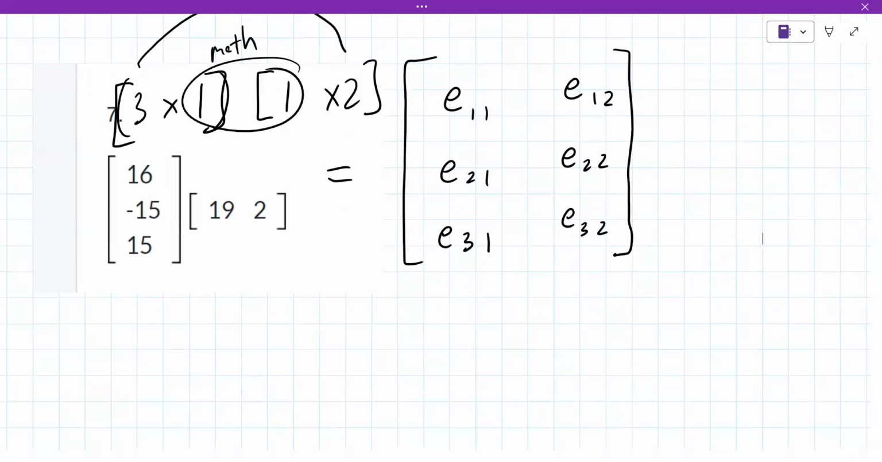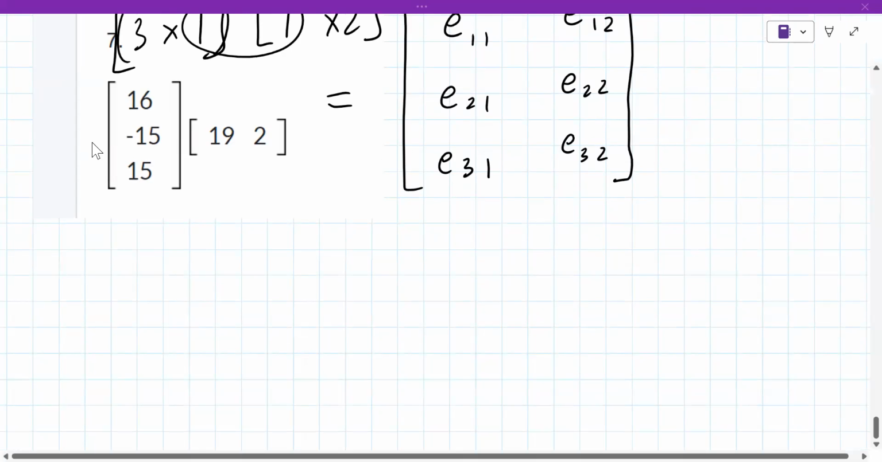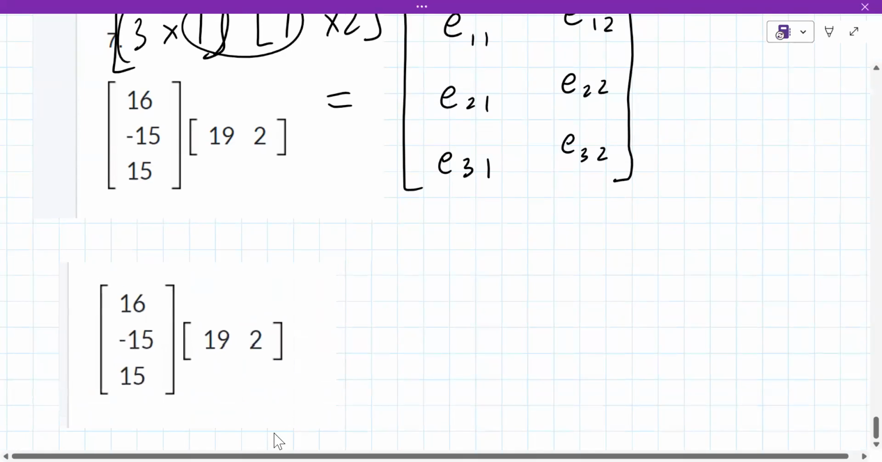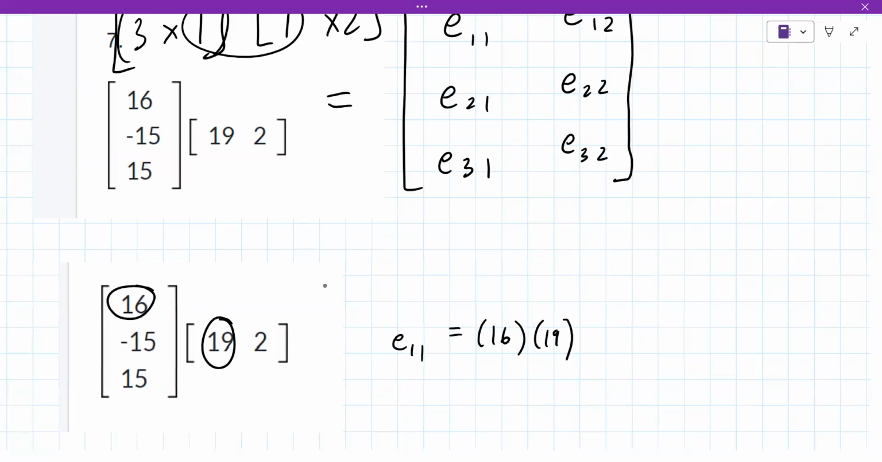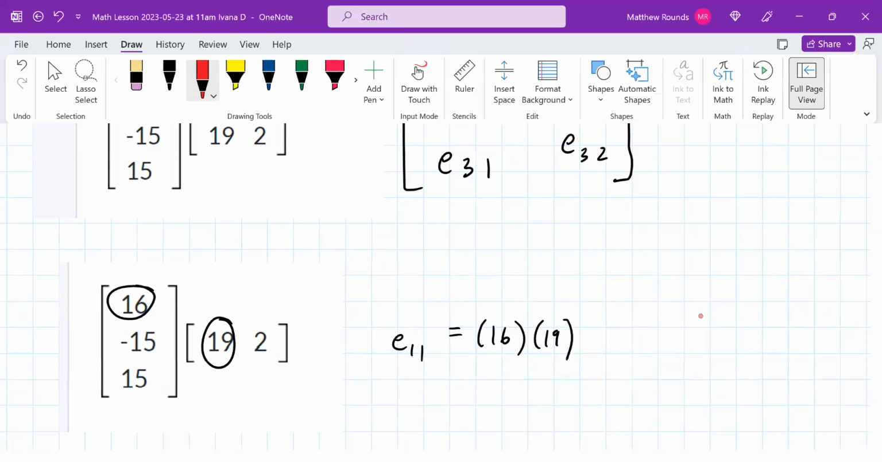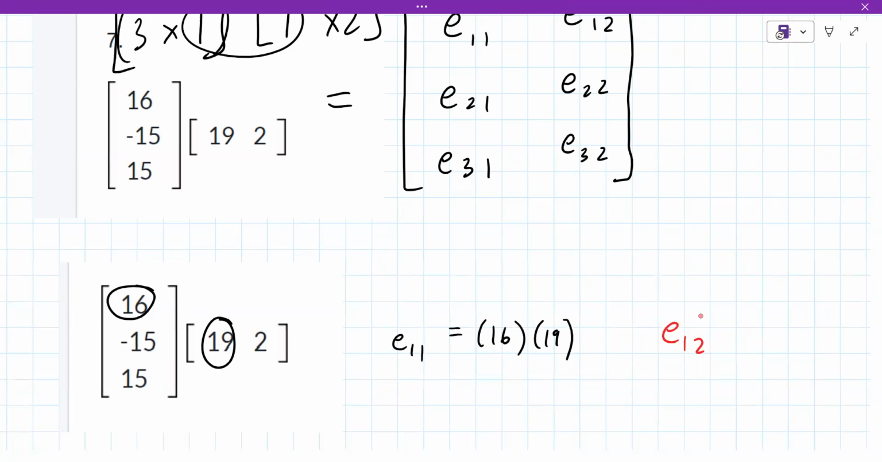All right, so we're going to take this matrix each time and get the result here. It's kind of a tedious process, but E11 means to take the first row times the first column. And then E12 means to take the first row times the second column.